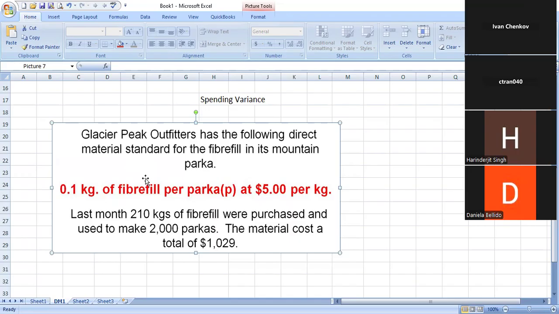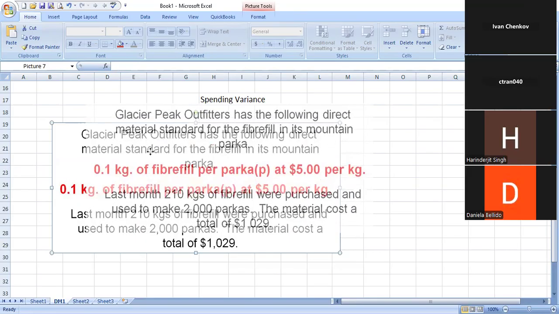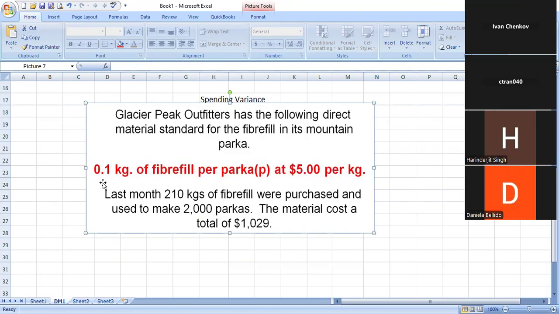So what do we know? We know that we're following the standards. And based on our standards, we have to use 0.1 kilogram of fiber fuel for every product of parka that we produce. And for every kilogram of the fiber fuel, we're paying $5 per kilogram. So our product is parka. The material that we're using to produce that parka is the fiber fuel.